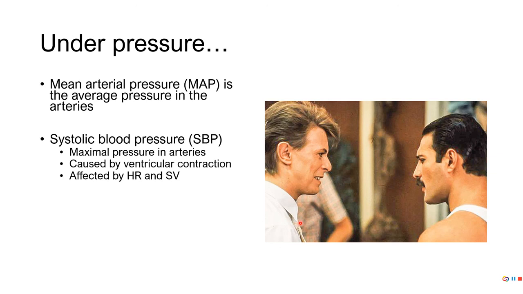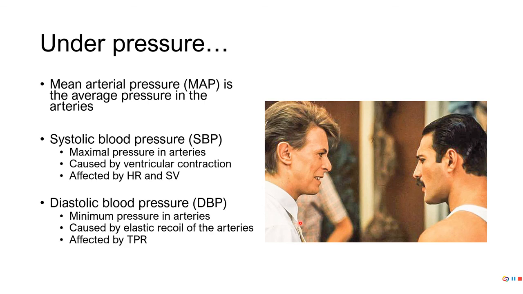So if it's caused by ventricular contraction, the more frequent the contractions and the harder the contractions, well, I'm going to have a higher pressure. Diastolic pressure, on the other hand, is the minimum pressure in the arteries. This occurs when the ventricles are relaxing, but it is not caused by the ventricles relaxing. Let me say that again. This occurs when the ventricles are relaxing, but it's not caused by the ventricles relaxing. Instead, it's caused by the elastic recoil of the arteries.